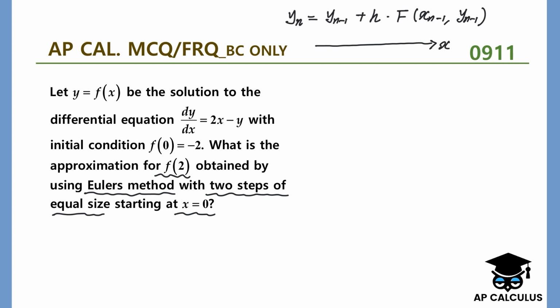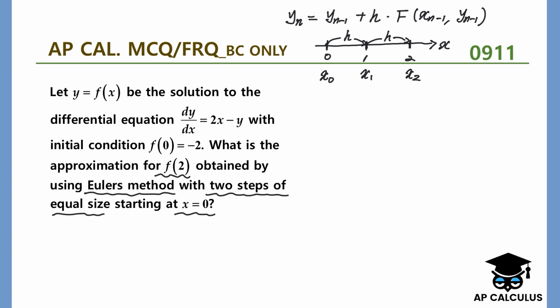That's the x number line. Here is 0. That's x0. And we're approximating f of 2, right? When x is equal to 2. With two steps of equal size, right? So we have to approximate f of 1 first. This is our step size h, which is equal to 1 in this problem, right? That's x1, that's x2.